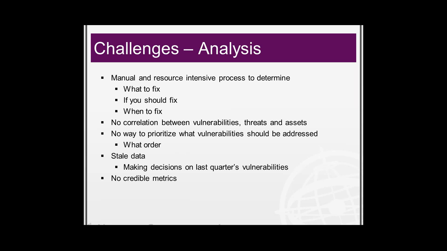No way to prioritize what vulnerabilities should be addressed and in what order. The data is stale sometimes. We're making decisions on last quarter's vulnerabilities because we just got around to taking the time to look at it. And what I see in many, many organizations is no credible metrics. We have metrics in place sometimes, counting how many this and how many that, but do they really make any sense? How do we correlate those metrics and make those metrics make sense?